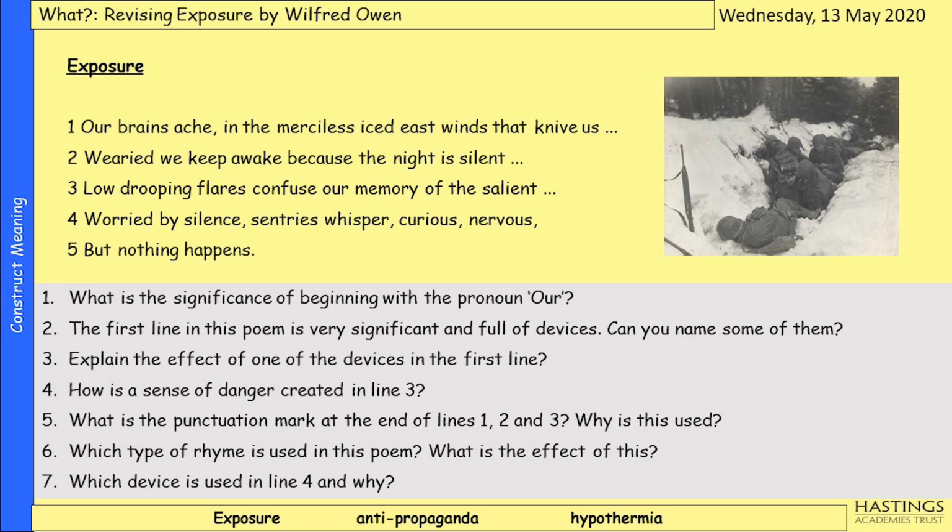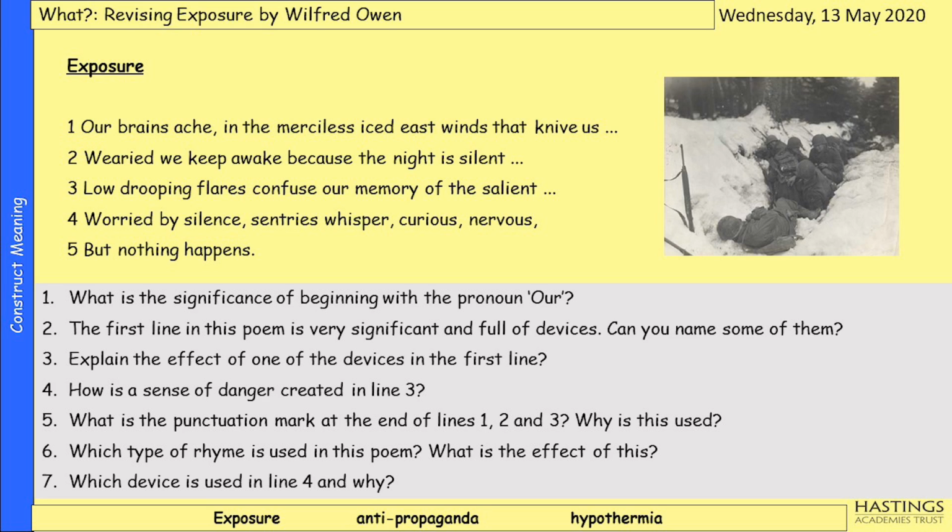For number 3, it says to explain the effect of just one of the devices, but I'm going to go through all 3 for those of you who've tried them. Initially, there's sensory description. So the brain's ache makes it seem more real and raw. It could refer to the cold. It could refer to soldiers getting a headache, to some sort of head injury, and it could also allude to shell shock. It is effective because the pain becomes really apparent to the reader.